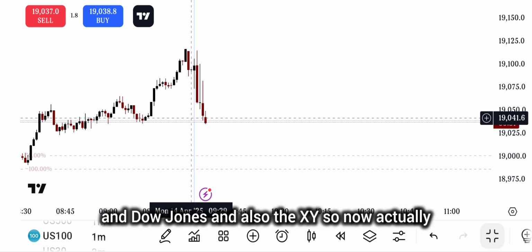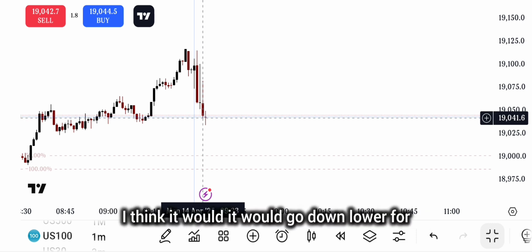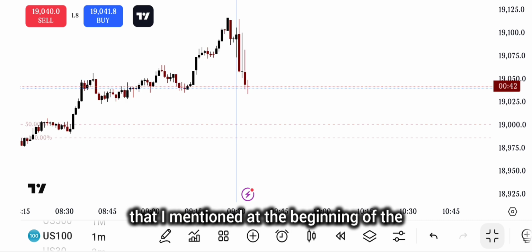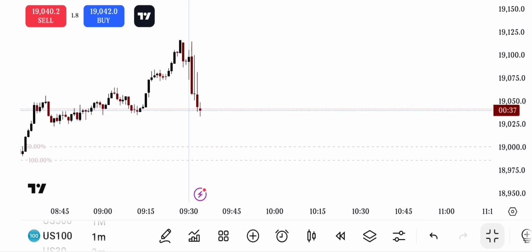and I did some intra-market analysis, S&P and Dow Jones, and also the XY. So now actually I think it will go down lower for these sell side liquidities that I mentioned at the beginning of the video. So I'm going to take my second trade right here.